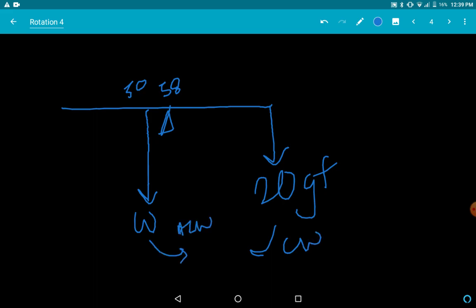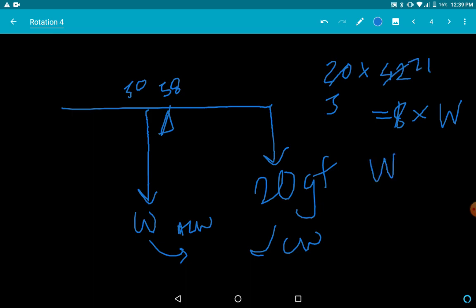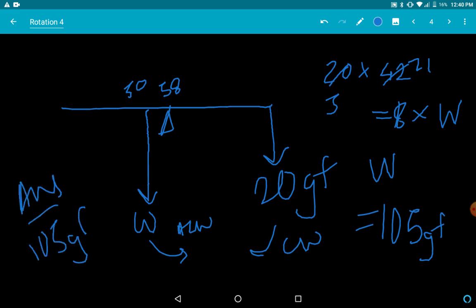So we know that tau cw is tau acw, so we can just give it 20 into 100 minus 58 is how much? What is that? 42. 42 is equal to nothing but 8 into the weight. Okay, so this will become 5, then 21. So weight will be equal to 105 gf. So if you have to write at the last, you should write answer is equal to 105 gf.